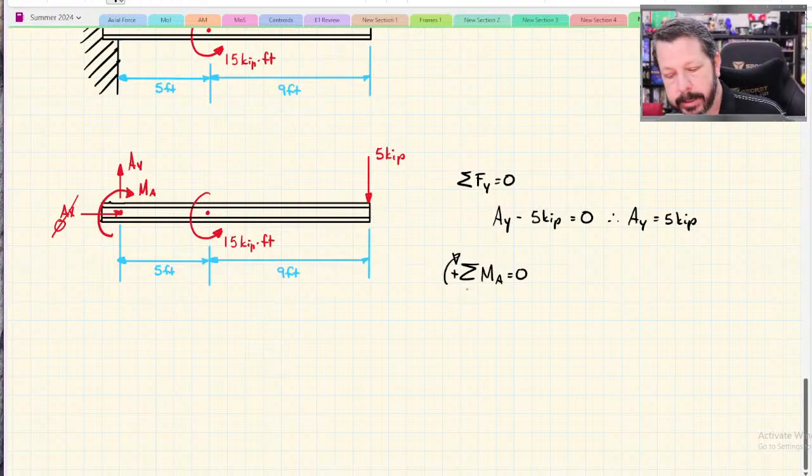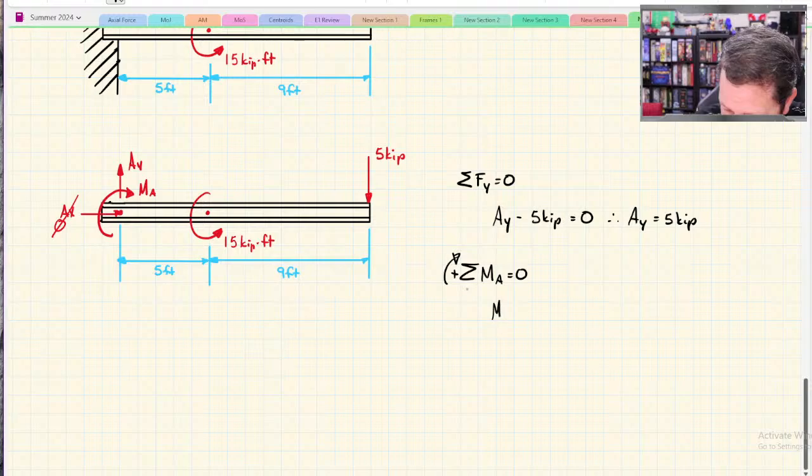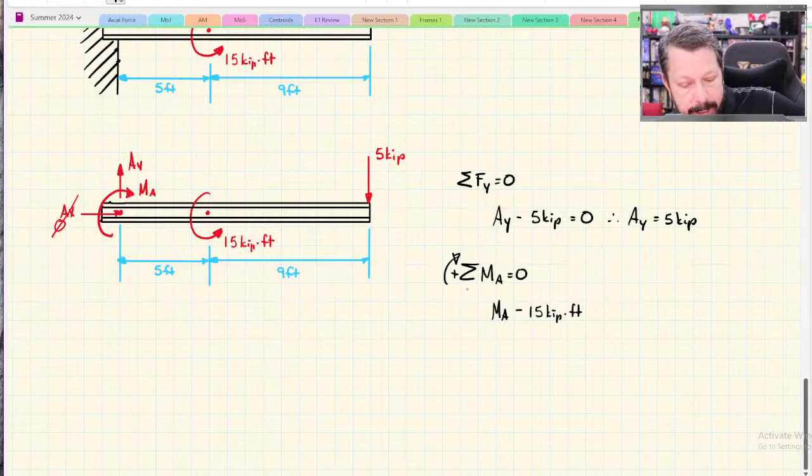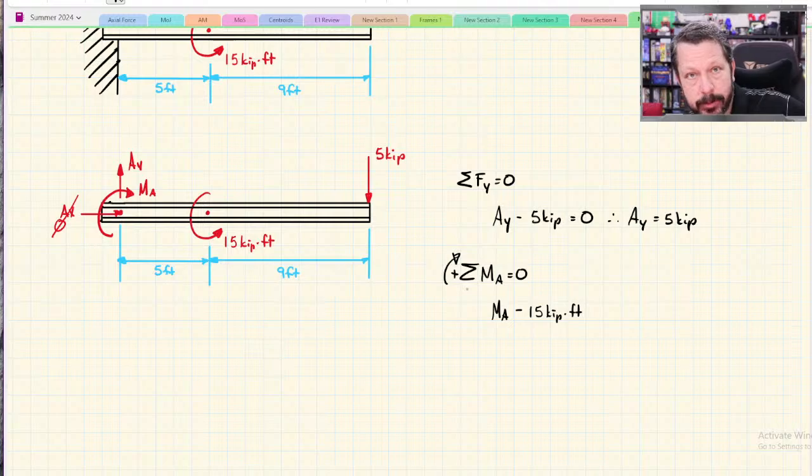I will say clockwise is positive. I drew MA clockwise, so I'll just have MA. I drew the 15 counterclockwise, so that's minus 15 kip feet. I don't need to multiply the 15 kip feet times 5 feet. It already has feet in it, kip feet. So if I multiply by 5 feet, I'd have kip foot squared, which is not a unit I want to work with. So you don't have to multiply the concentrated moments by a distance when you're putting them in a moment equation.